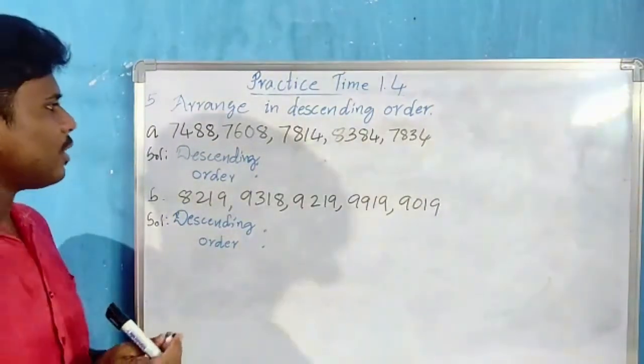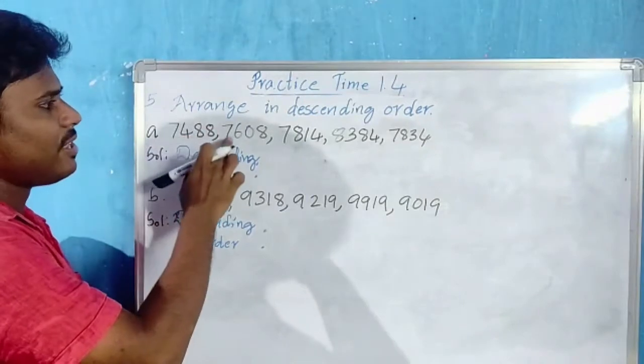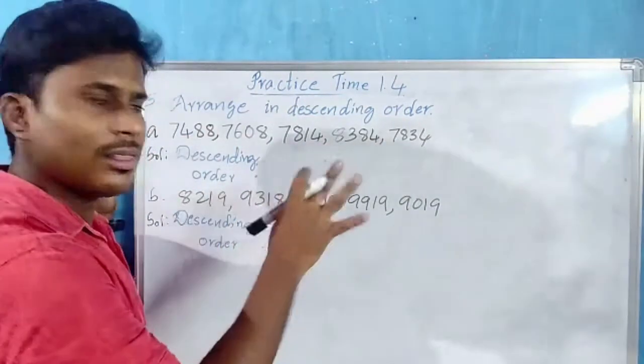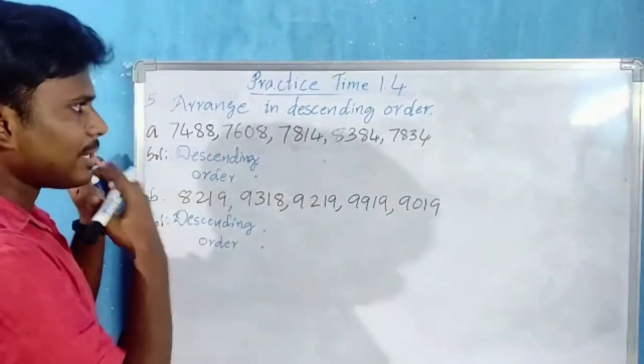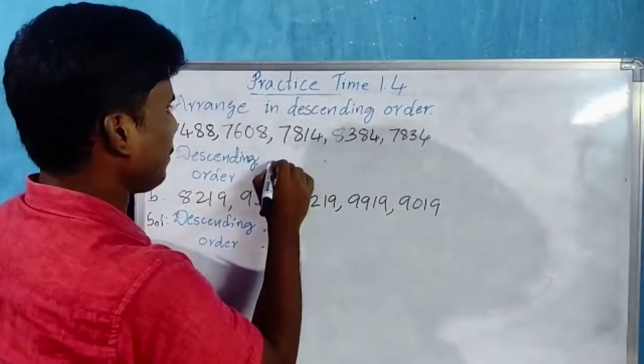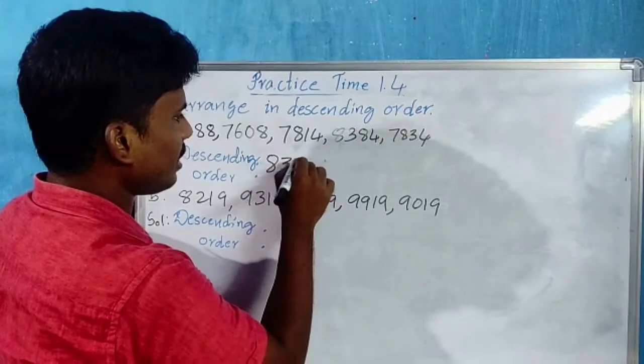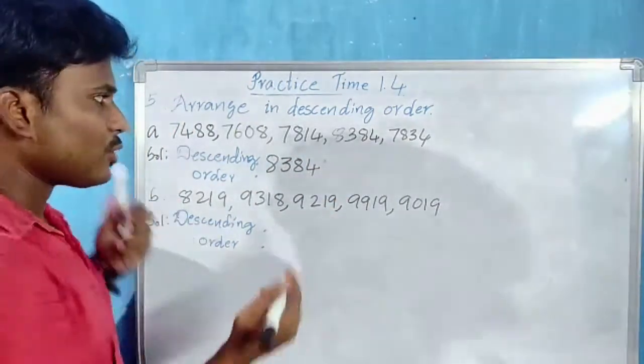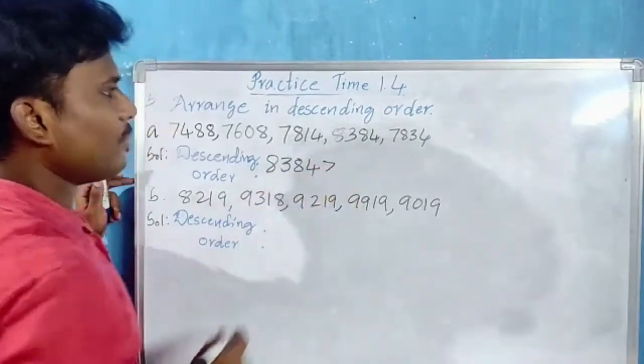So in the thousands place, we have 7, 7, 8 and 7. So 8 is the greatest of all the digits in the thousands place. So this is the greatest number we have. So 8384 is the greatest number. We are comparing with another number, so we have to write the greater than symbol.